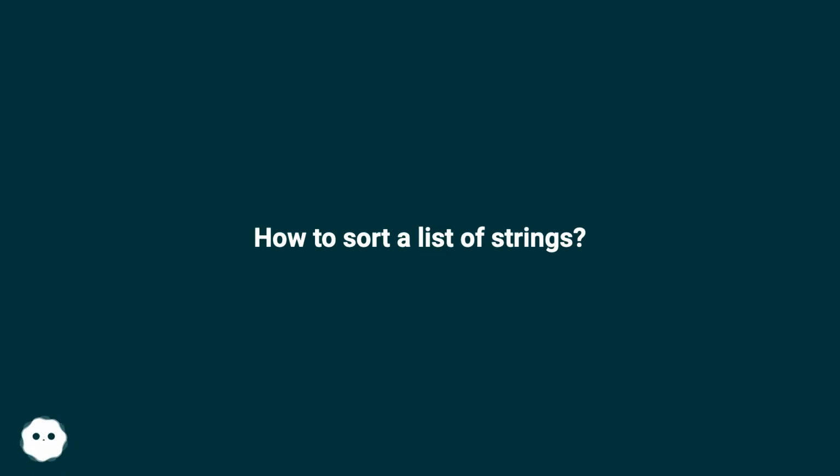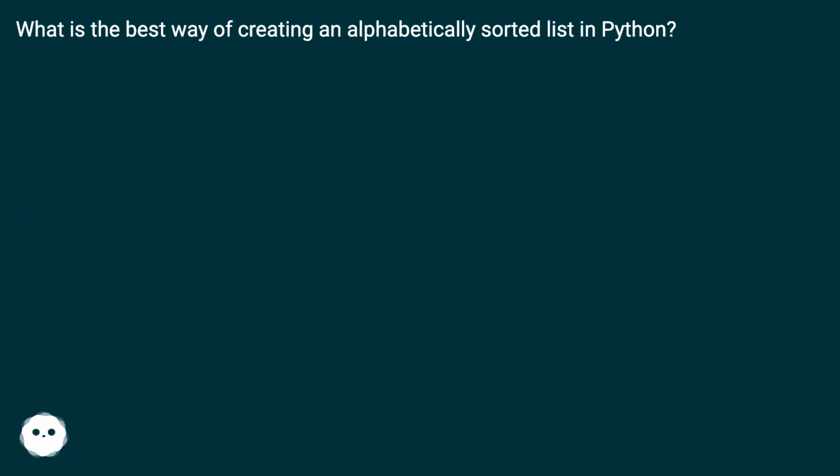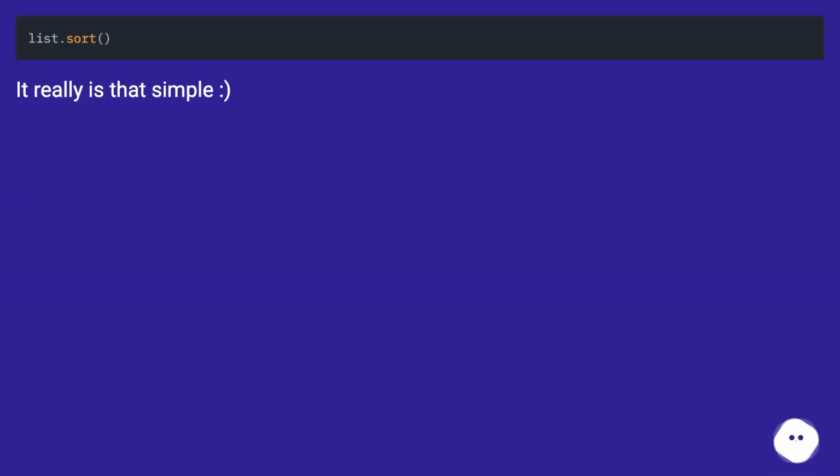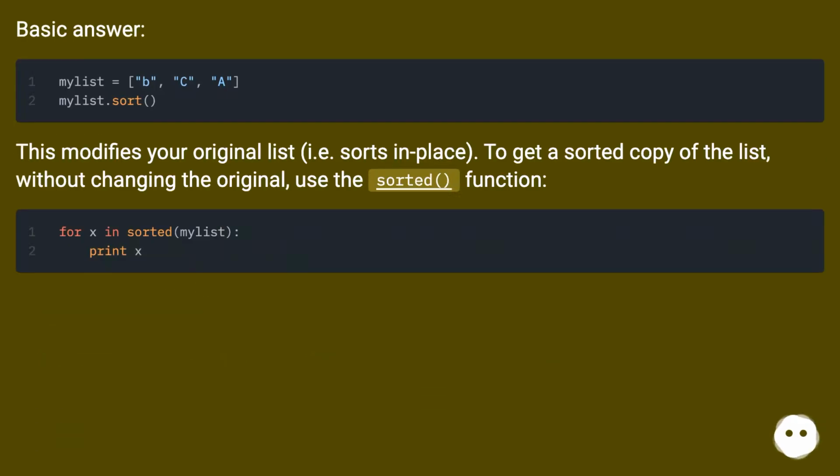How to sort a list of strings. What is the best way of creating an alphabetically sorted list in Python? It really is that simple, smiley face. Basic answer.